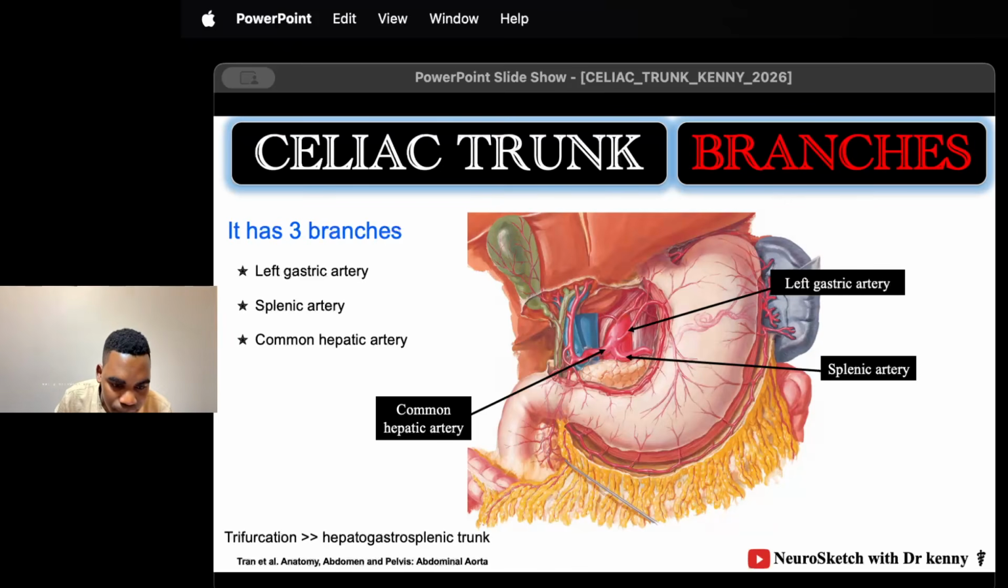But this one is a false trifurcation, because it gives off the first artery before it bifurcates into two terminal branches. A true trifurcation would be the celiac trunk giving three terminal branches at the same level. Here you see the left gastric artery leaves before the celiac trunk divides into two terminal branches. So this is a false trifurcation, and this is a true trifurcation, and that situation is called the hepatogastrosplenic trunk. So the job today is to discuss these branches of the celiac trunk.